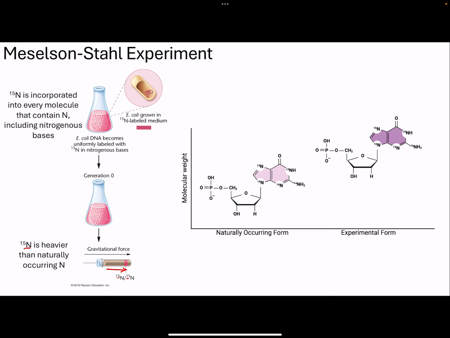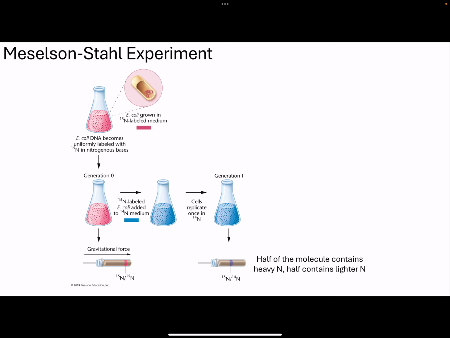Okay. So the next step in this process was to take these bacteria that were grown in the N15 labeled media and transfer them to clean N14 media. So this is the type of media that's going to have the lighter version of nitrogen, and the bacteria are allowed to go through one round of replication. So thinking about our conservative, semi-conservative, and dispersive models of replication, for every molecule of DNA in this particular flask in generation 1, we're going to have one exact copy of that.